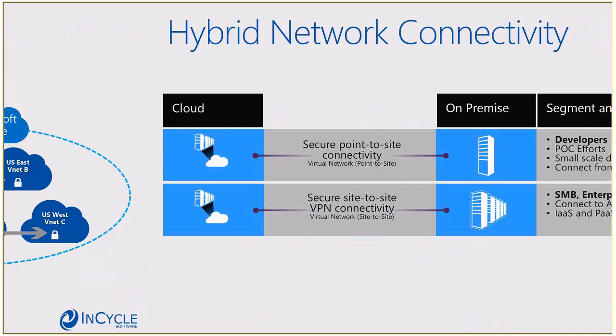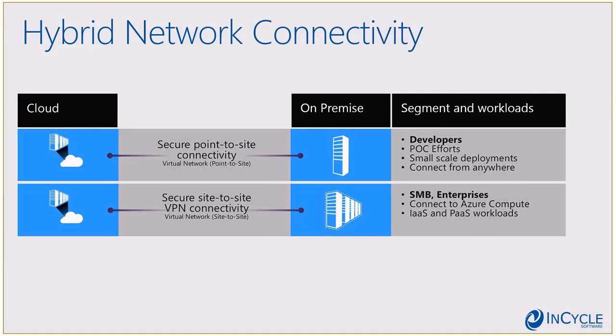Let's talk a little bit about hybrid connectivity here. When we talk about hybrid connectivity, you have different options. What we're seeing here is my first option is doing a secure point-to-site connectivity. Where I would primarily benefit from that is if I were working with a small set of individuals, such as a proof of concept, or I was doing small-scale deployments, or I had the need to connect from anywhere. Point-to-site connectivity is always going to provide you an individual connection from your on-premise endpoint to your endpoint up in the cloud.